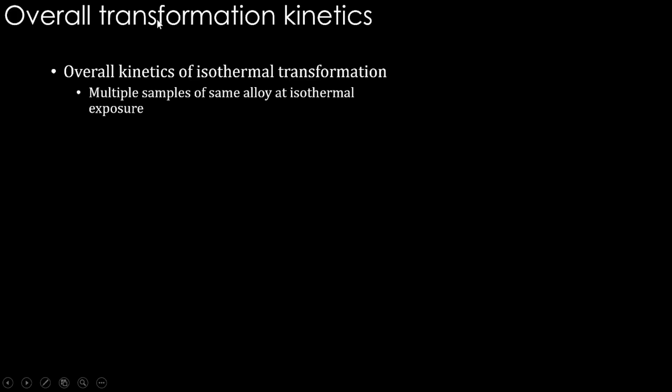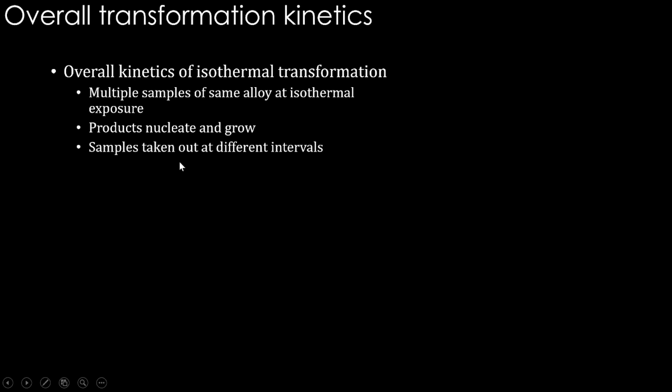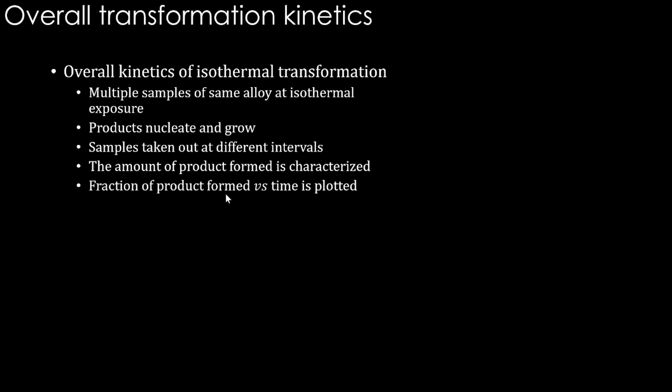So this is what we are going to do: multiple samples of the same alloy at isothermal exposure. Then products nucleate and grow, and samples are taken out at different intervals. The amount of product formed is characterized. So we figure out the volume fraction of the product formed with respect to time. Then this is plotted, fraction of product formed versus time.